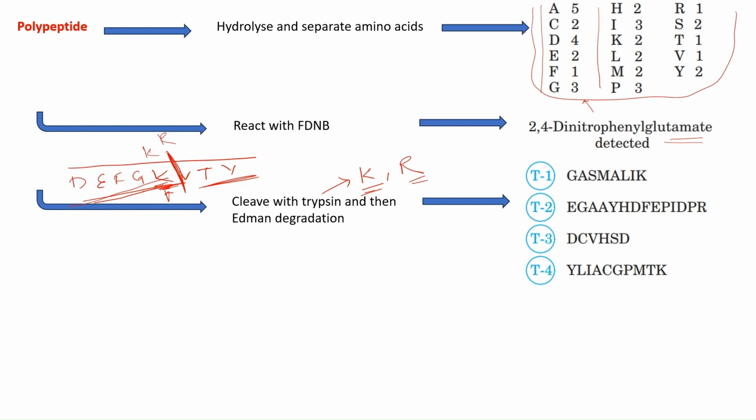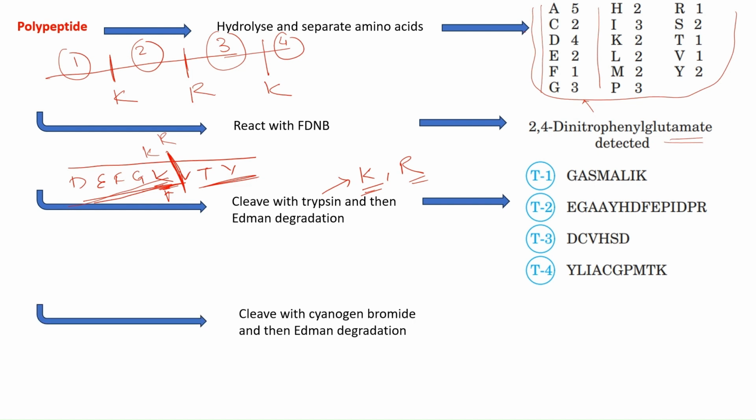3 sites are present. If this is a polypeptide, suppose here lysine is there, here arginine is there, here lysine is there. So how many fragments will we get? 1, 2, 3, and 4. There are 3 points where trypsin can cleave in this polypeptide chain, and hence we found 4 fragments.